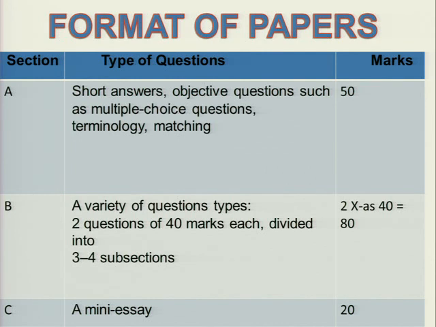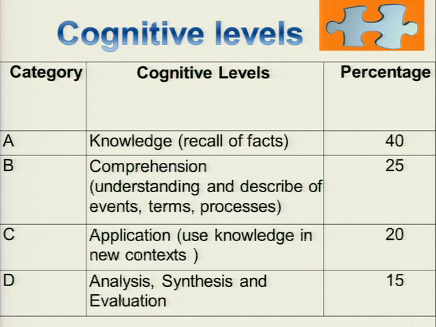Section A carries 50 marks. Section B carries 40 marks, which is 40 marks by 2. And then there is a variety of question types: 2 questions of 40 marks each, divided into 3 to 4 subsections. In other words, it can be 2, 4, 6, 8 in terms of 20 marks each, those subsections. And then section C is an essay, and the essay is 20 marks.